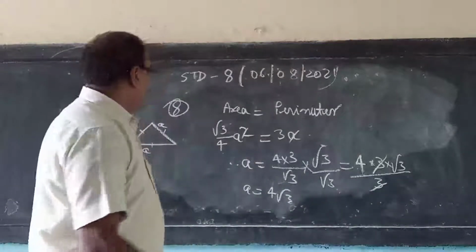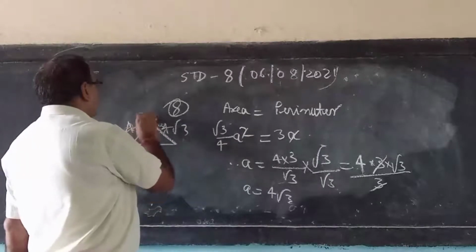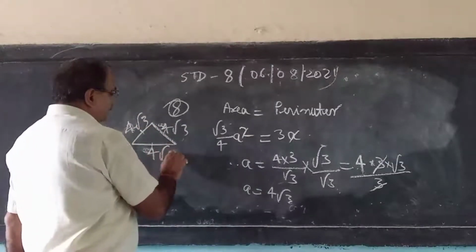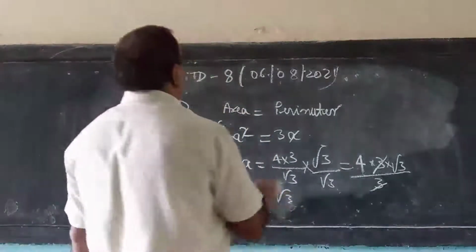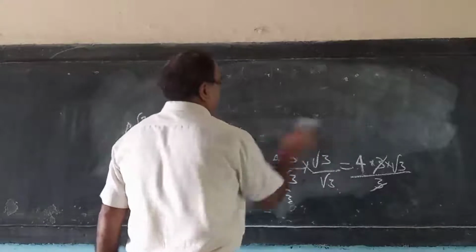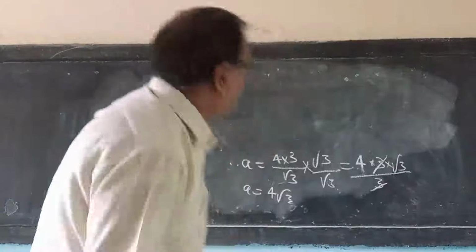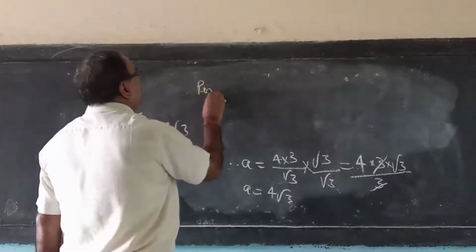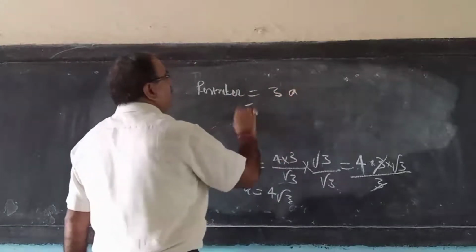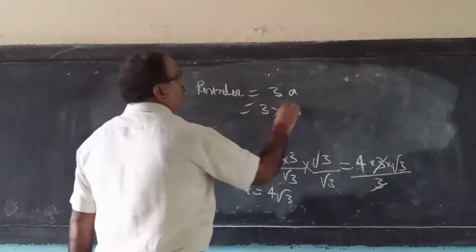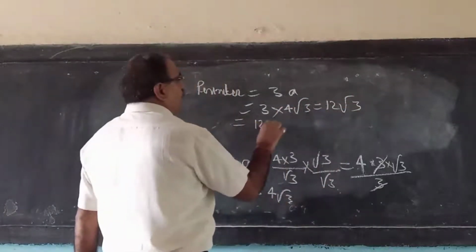So now we have the side 4 root 3. Right. Now we have to find the perimeter value. So perimeter is equal to 3 into A, and A is 4 root 3. That is 12 root 3. 12 root 3 value.